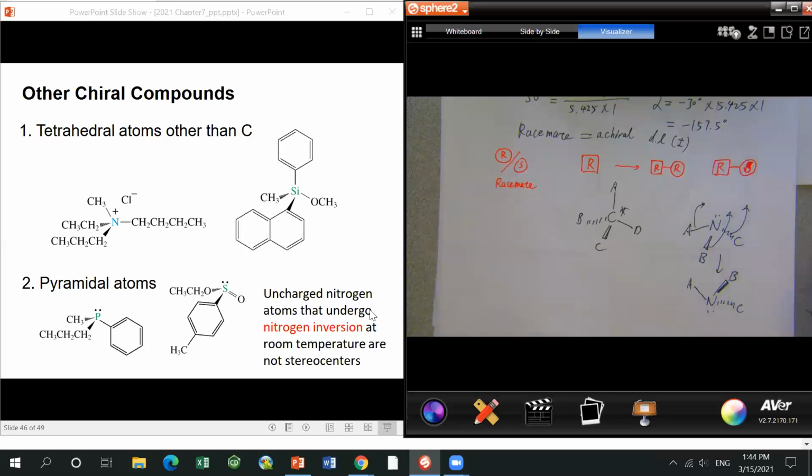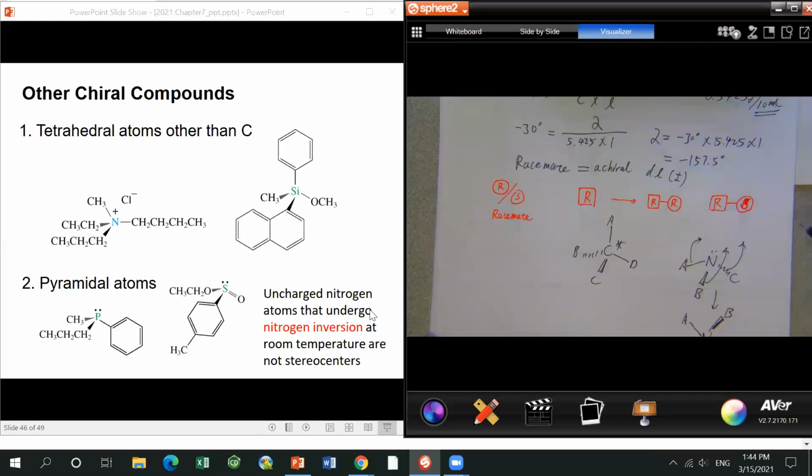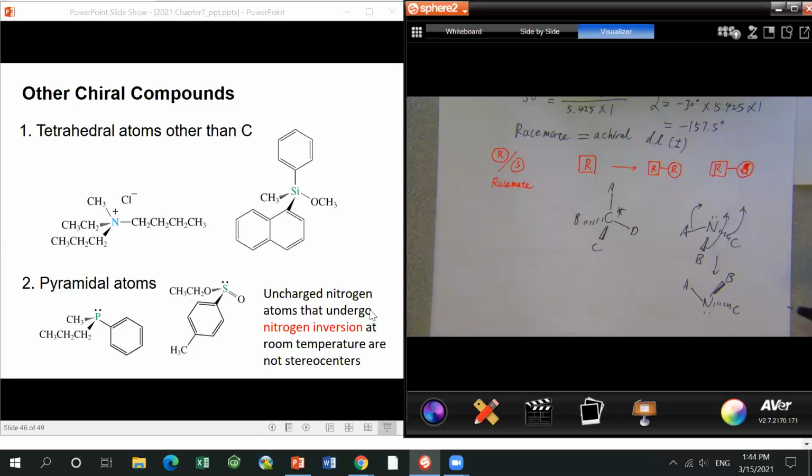Because it quickly flips, you have these two enantiomers in a 1-to-1 ratio in the solution. So that's what we call a racemic mixture. So it should be achiral. So not nitrogen.